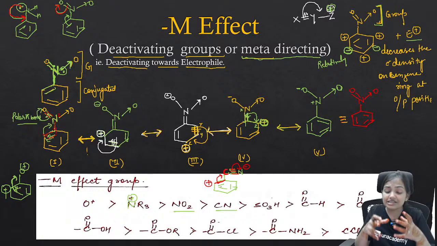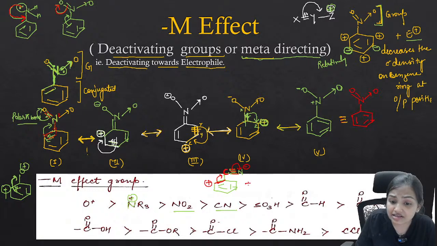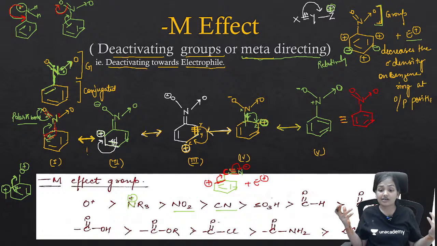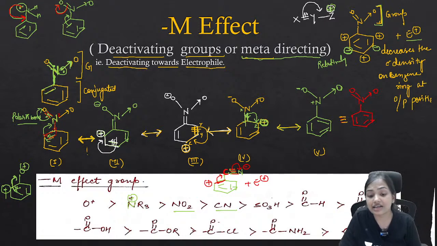So here my benzene is getting more positive, and hence my electrophile is also positive. Electrophile means electron-deficient, so they repel. So ultimately this is getting deactivated towards the electrophilic attack. So this will also be known as the deactivating group.